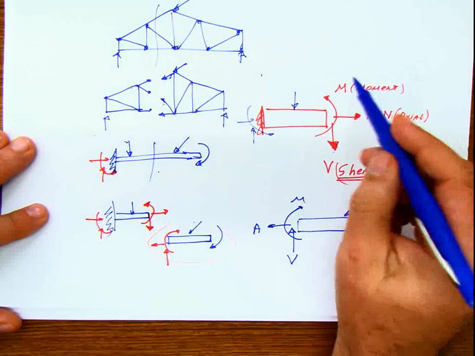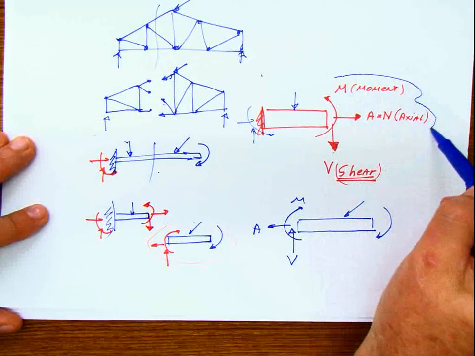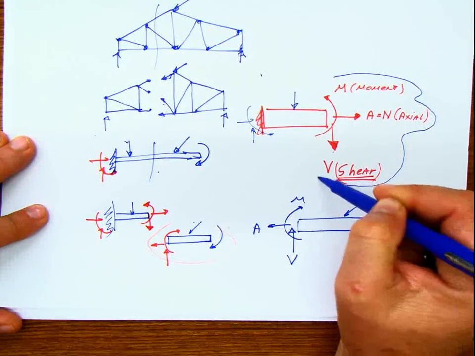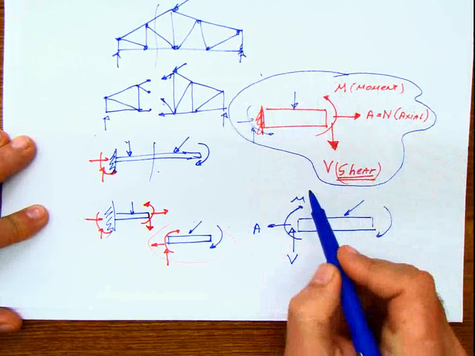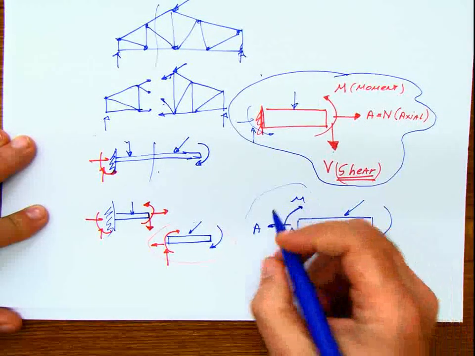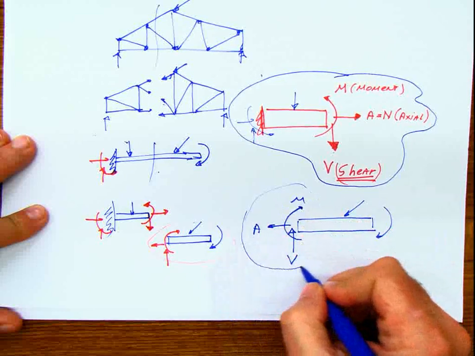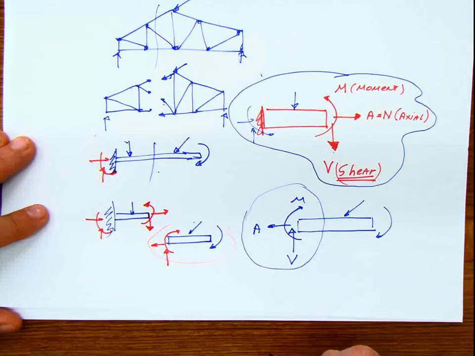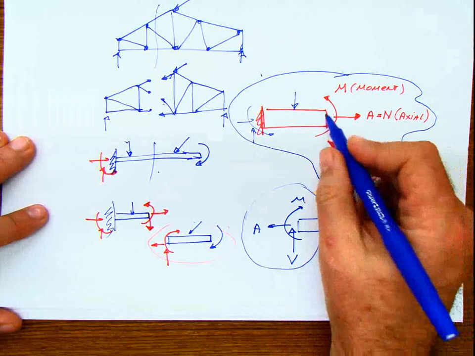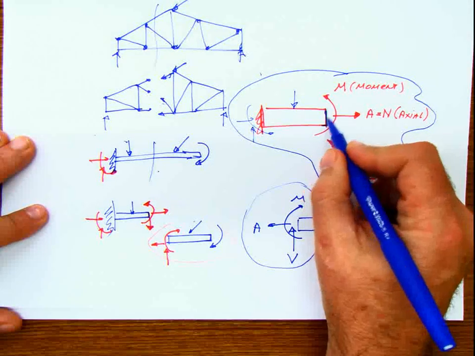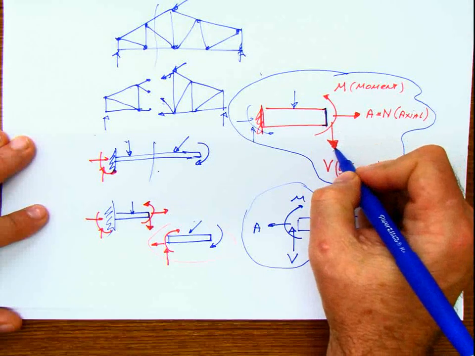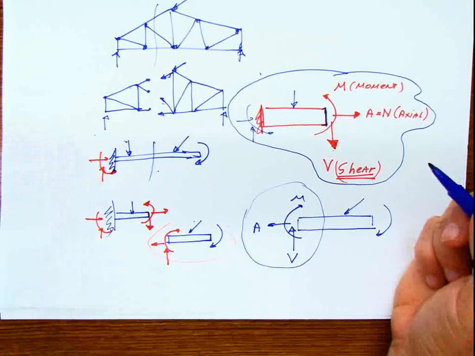By the way, this is the accepted convention for the internal forces' positive directions. At this end, if you make the section at this end, you're going to have the shear acting this way, which is going to be considered positive shear.